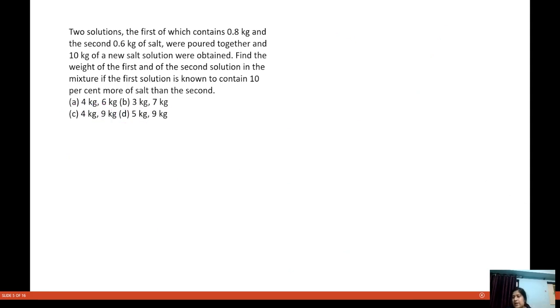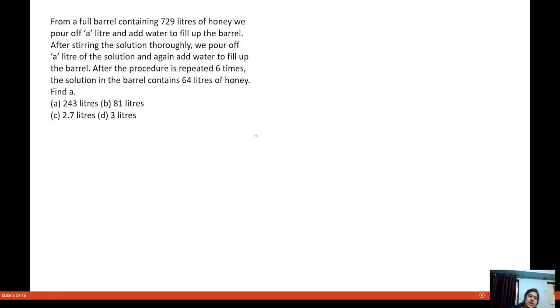So this is how we can do it without actually calculating the quadratic equation.